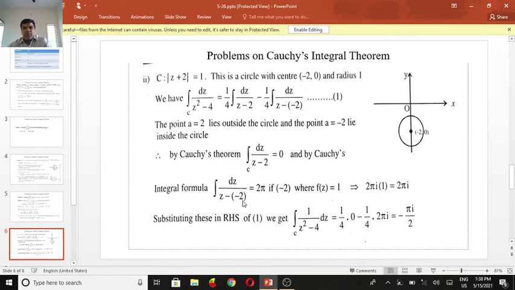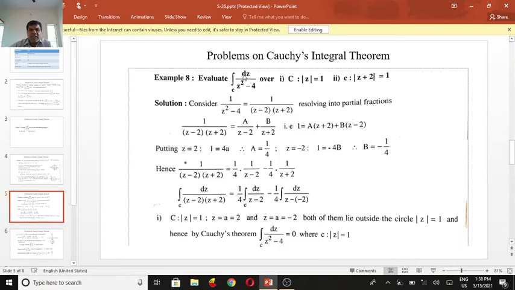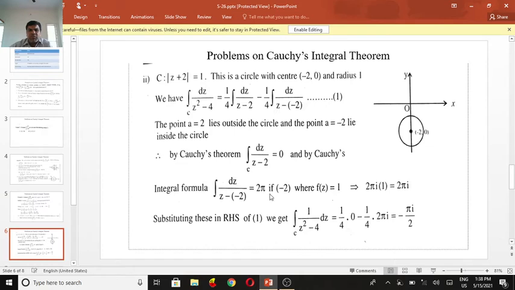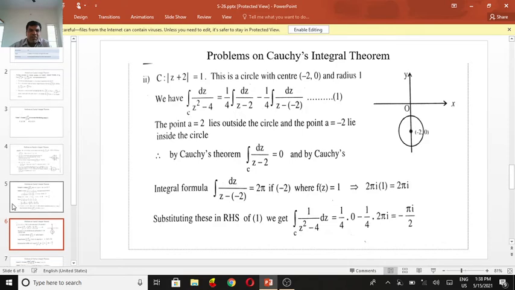So here the problem is given the e power. So here f of z is 1. F of z is 1. So we substitute f of 1. So substitute: 2 pi i times 1 equals 2 pi i. So you come to the right hand side, the given problem. The integral of 1 by z square minus 4 dz equals 1 by 4. The first term is 0, minus 1 by 4 times 2 pi i times 1 into 1. Simplifying, the 2 terms get cancelled, and we get minus pi i divided by 2. This is the evaluated value here.